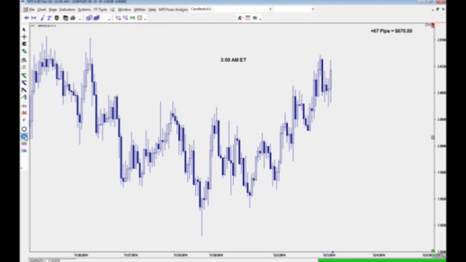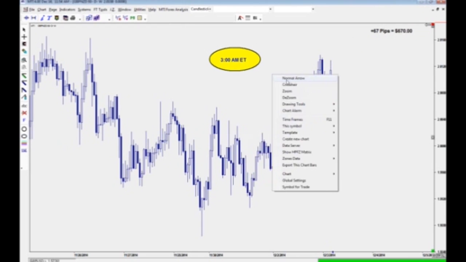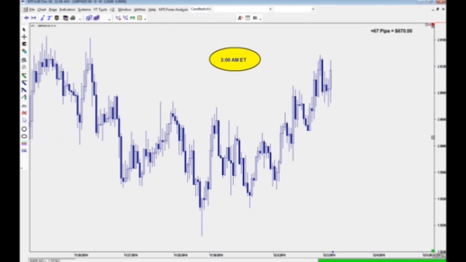So what's the first thing we're going to do? Well, the first thing we're going to do is mark our high and mark our low. So I'm going to place a green line, right? I'm going to place a green line right here.